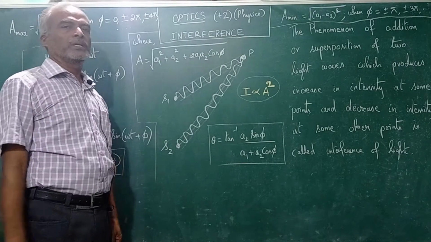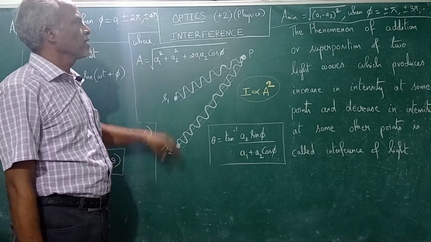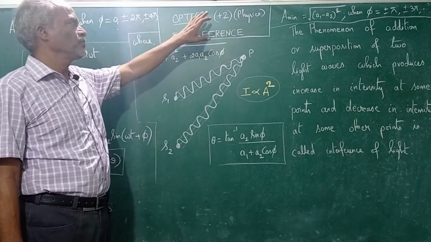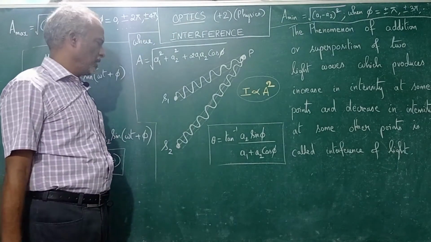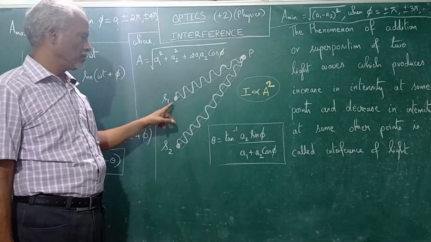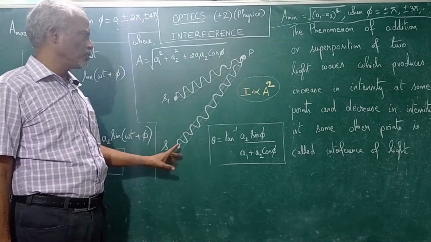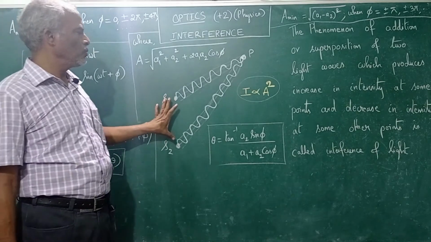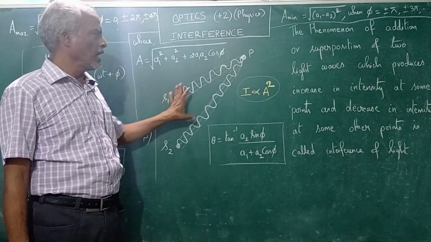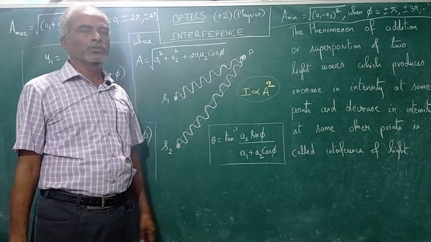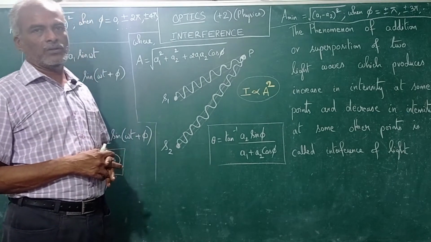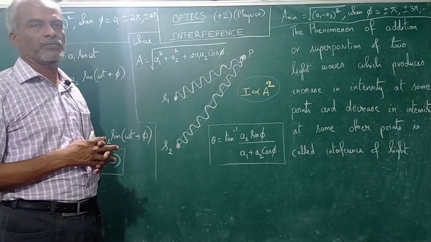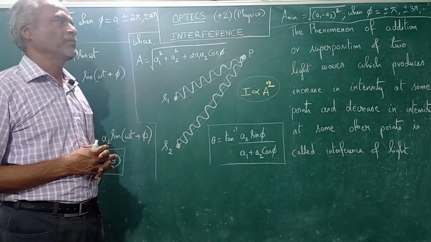So today's topic is interference. This comes under optics, plus 2 physics. Okay, we have two light sources. This is source 1 and source 2. And these two light waves arrive at P. So there is an interference. Now it can be constructive interference or destructive interference.